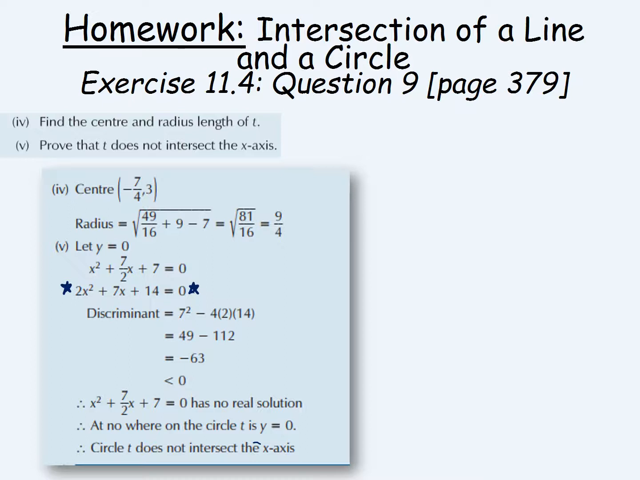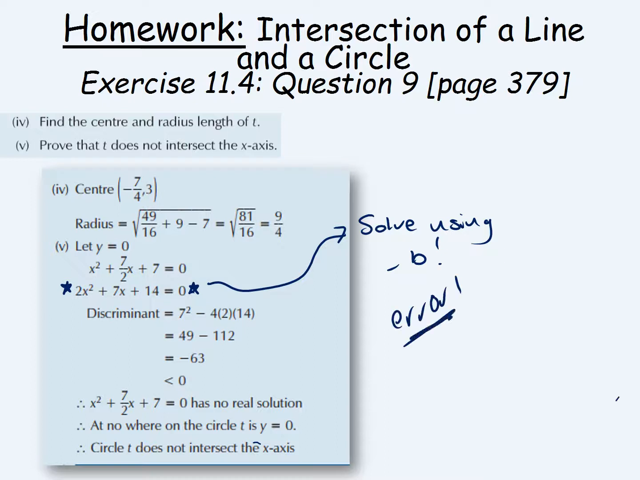Alternatively, you can of course try and solve using minus b. It won't work with factorization, and you'll find that both your answers give you a big fat error, because that's where the discriminant came from. You'll have the square root of b squared minus 4ac, which will be the square root of minus 63, and when you put that into your calculator, you get an error. And since you won't be able to work out any value for x, that means that it does not intersect the x-axis.